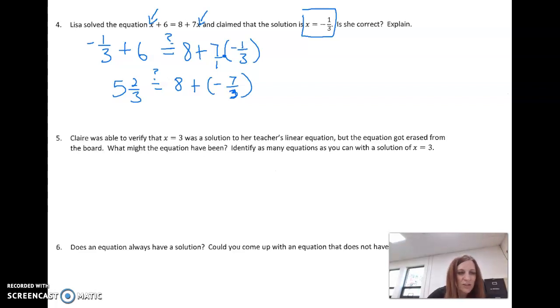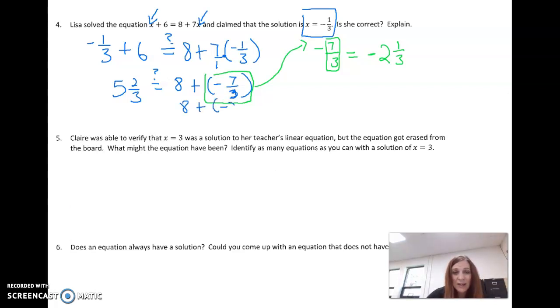So let me just take this part right here and let's break this down. A lot of different ways you could do this, but I am going to take -7/3 and write it as a negative, and focus right here. How many times does 3 go into 7? 2 times. That would be 6, and then there's 1/3 left over. So this actually ends up being 8 plus -2 and 1/3. And remember, mixed numbers actually have a plus sign between them. So this is 8 plus a -2, which is 6.